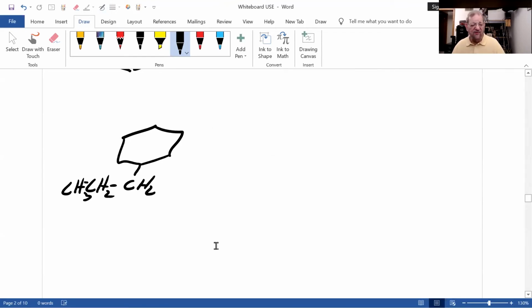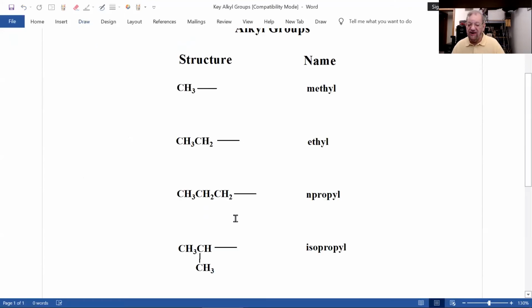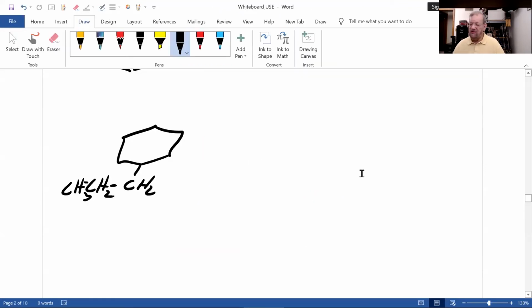Take a look at the substituent: how many carbons, and which of these carbons is attached to the ring. And now I'll help you out because you haven't learned it yet. 3 carbons to the N carbon. What is that called? N-propyl. And why don't you try writing the name?